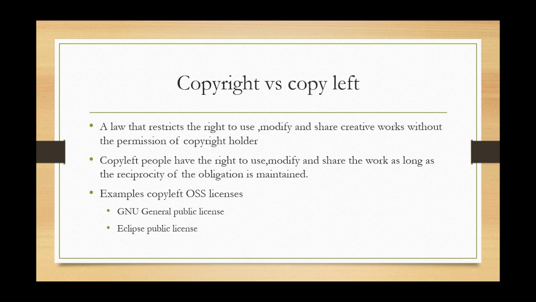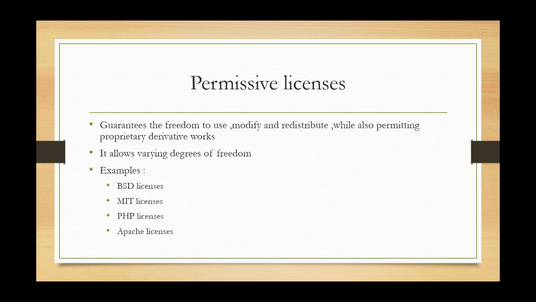So examples of open source software licenses that fall under copyleft licensing are the GNU General Public License and the Eclipse Public License. In fact, there are others, but these are the most popular.